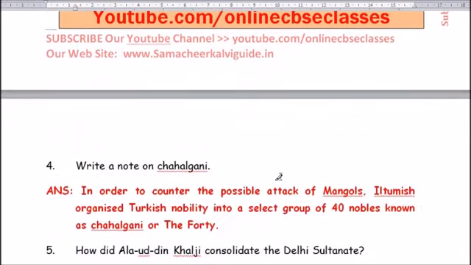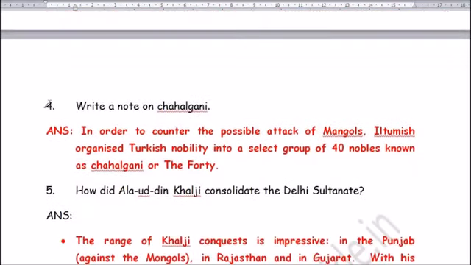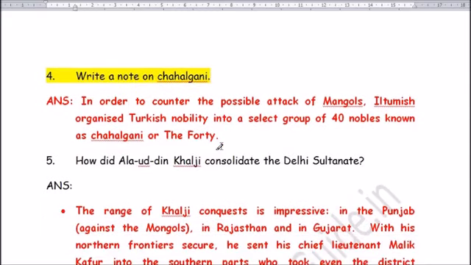Question number 4. Write a note on Chahal Gani. Answer is, in order to counter the possible attack of Mongols, Iltutmish organized Turkish nobility into a select group of 40 nobles known as Chahal Gani or the 40.